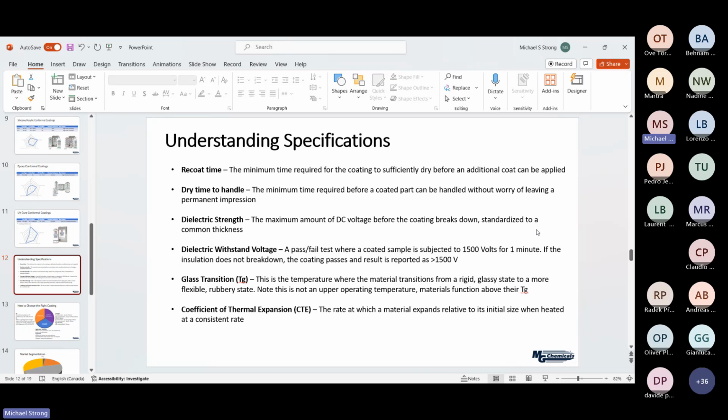It's simply, yes, your properties are compromised, and it can be a consideration, but it's not absolute. And the last thing I want to talk about is this concept of coefficient of thermal expansion. We report it as a CTE, and that is just the rate at which a material expands relative to its initial state or size at a consistent pressure.